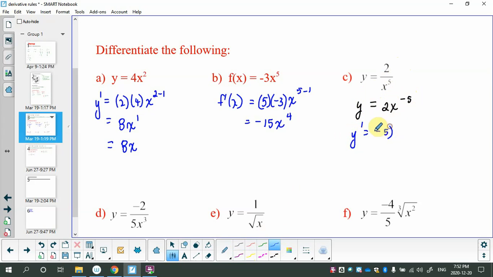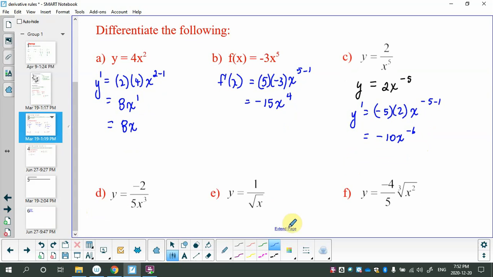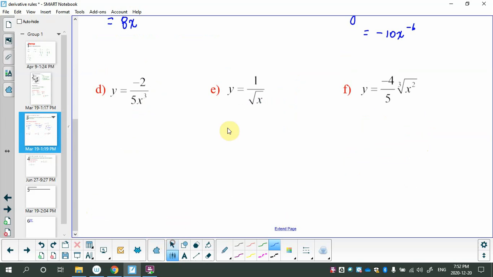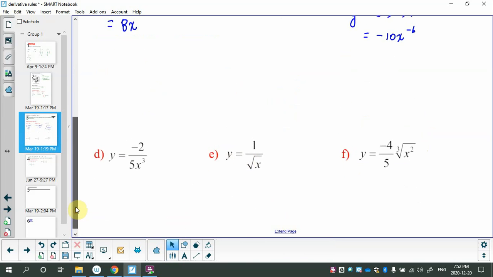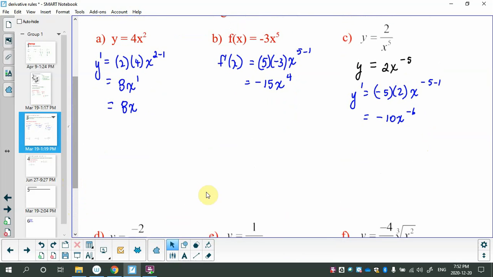So negative 5 down in front, multiplied by the 2, subtract 1 off the original exponent, so you get negative 10x to the negative 6. And you are totally okay to leave it like that, but my recommendation is that you switch it back to the way it came from. And this will lead you to better calculus in a bit. So negative 10, and then I'm taking the x to the negative 6 down to the denominator and making it positive. So I basically reversed what I did here in black, and I did it in blue.